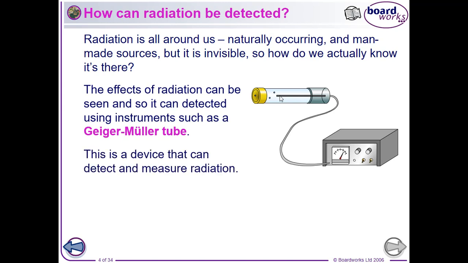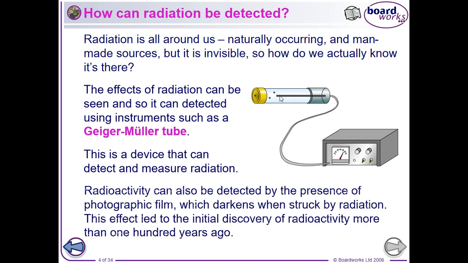So this detects and measures radiation, and it will measure how many ionizations it receives per second. So we get counts per second, number of ionizations per second.